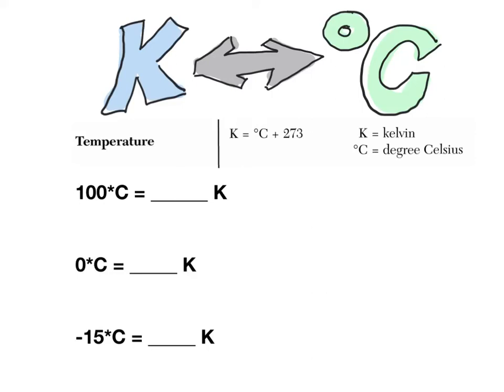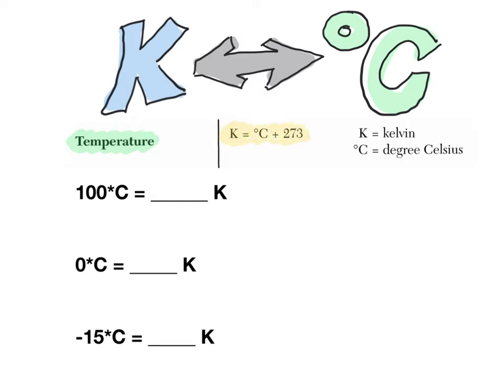If you're ever doing any calculations using the combined gas law, you must convert your Celsius temperatures to Kelvin before you calculate. How do we do it? If you look in table T on your reference pages, you will see that you have a section that says temperature and that it has a formula.